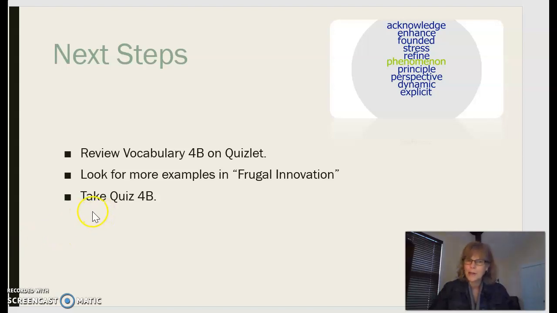And then, of course, I have a quiz for you to take. This will be quiz 4B, and you'll see some examples here. I want to know how to say these words, how to write these words, and how to use them in a sentence. So good luck getting more practice with these words, and let me know if you have any trouble.